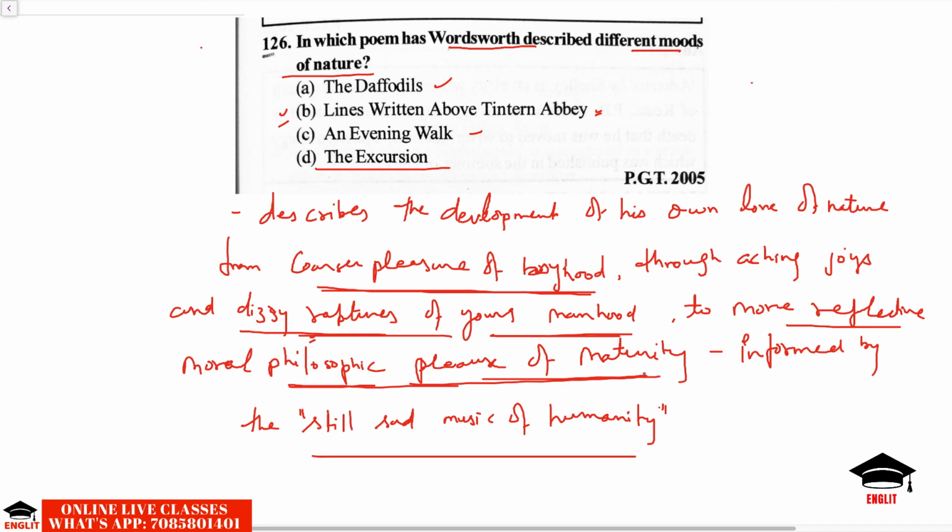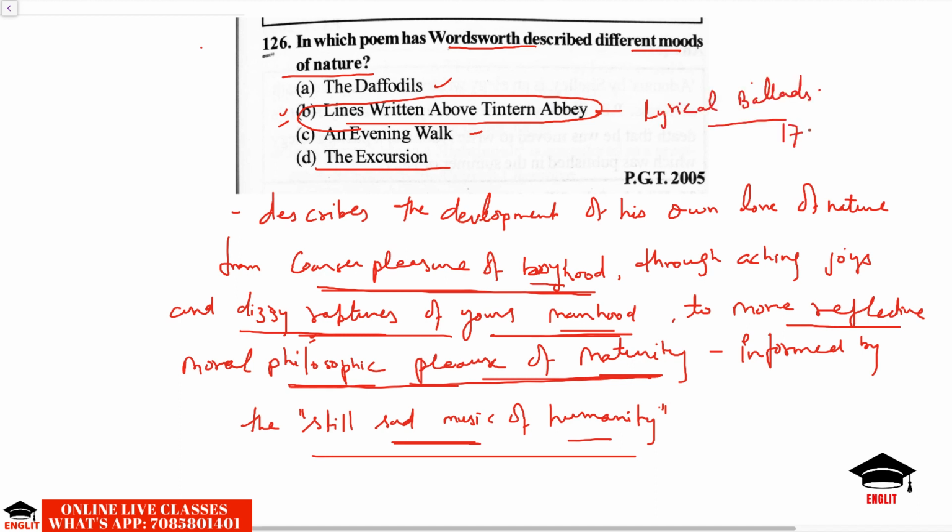When he started associating his own existence with the existence of nature, in that particular stage we can say that he achieved pantheism. So three different moods: of boyhood, of manhood, and of maturity. When he understood the sad music of humanity, he started associating himself with the existence of nature. So these three different moods have been dealt with in this poem only. Tintern Abbey was published in Lyrical Ballads of 1798. It is the last poem of Lyrical Ballads, the first poem being The Rime of the Ancient Mariner. This was the first poem and this was the last poem of Lyrical Ballads.